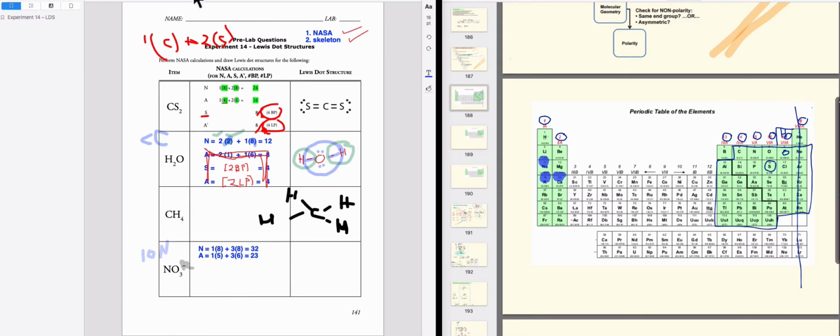Oh, please let me go back. Let me go back. Come on. There it is. Plus, I have 1 electron that's extra for a total of 24.